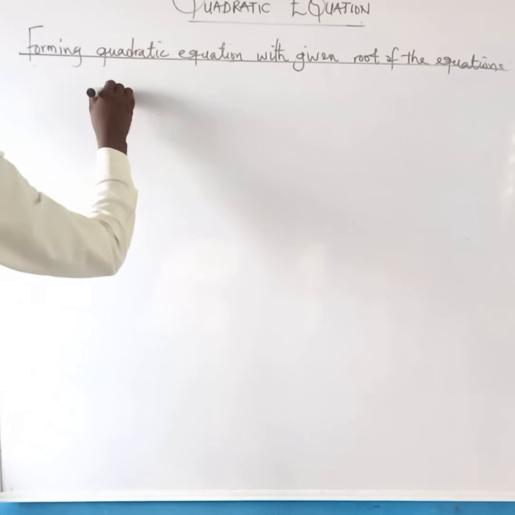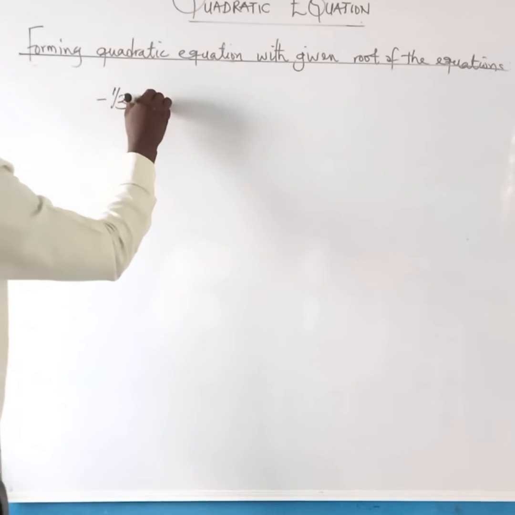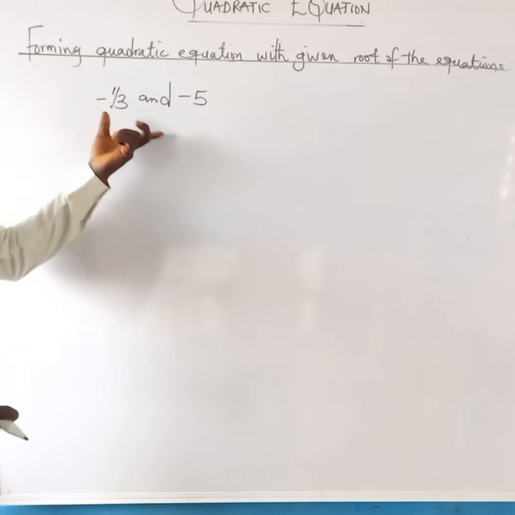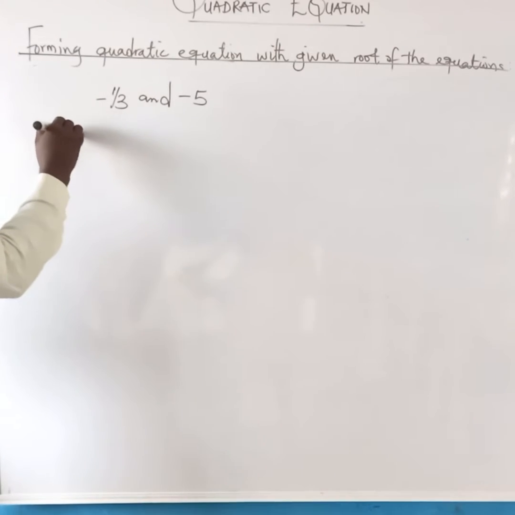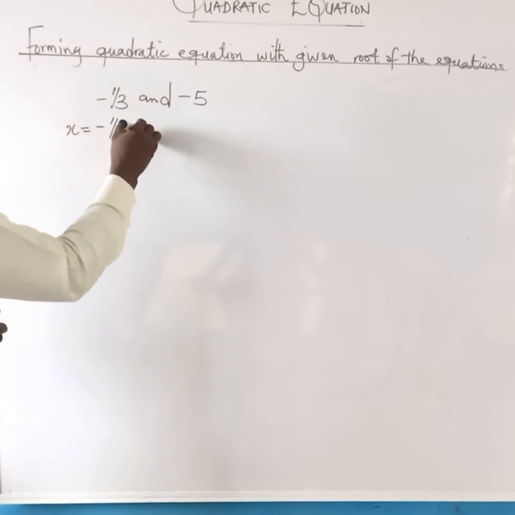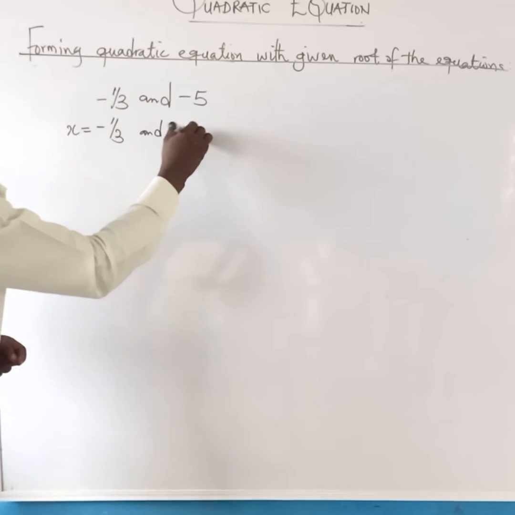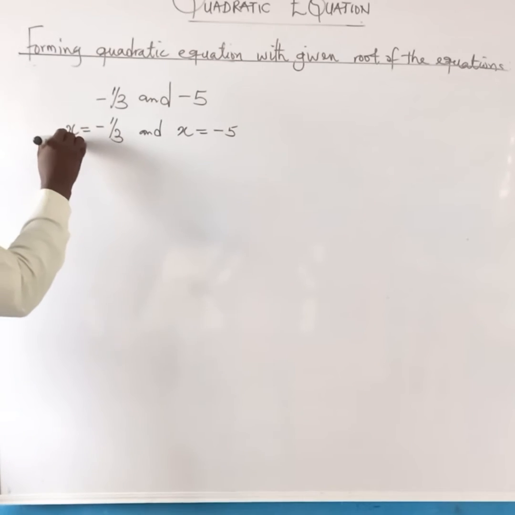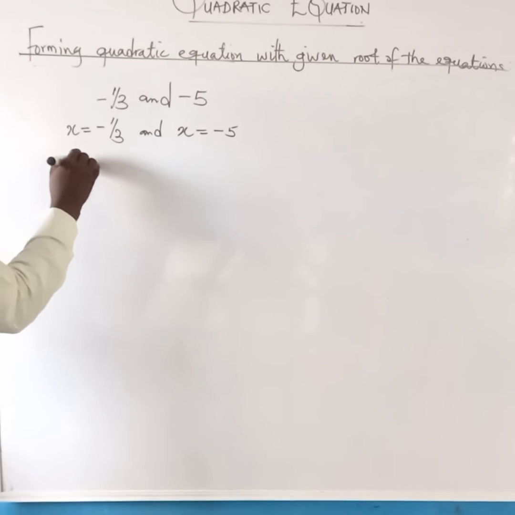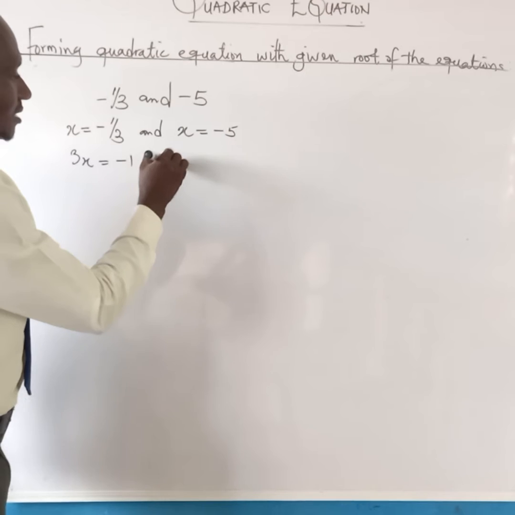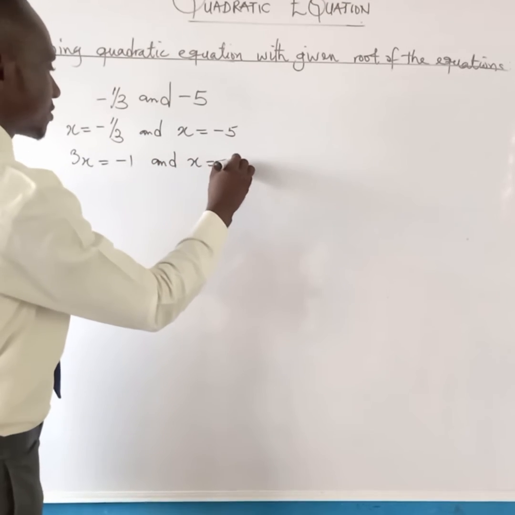We have minus 1 over 3 and we have minus 5. To get the equation of these roots, the first thing is to equate them with x. x equals minus 1 over 3 and x equals minus 5. Now let's make it an equation. By doing that, we can cross multiply to have 3x equals minus 1, and still we have x equals minus 5.